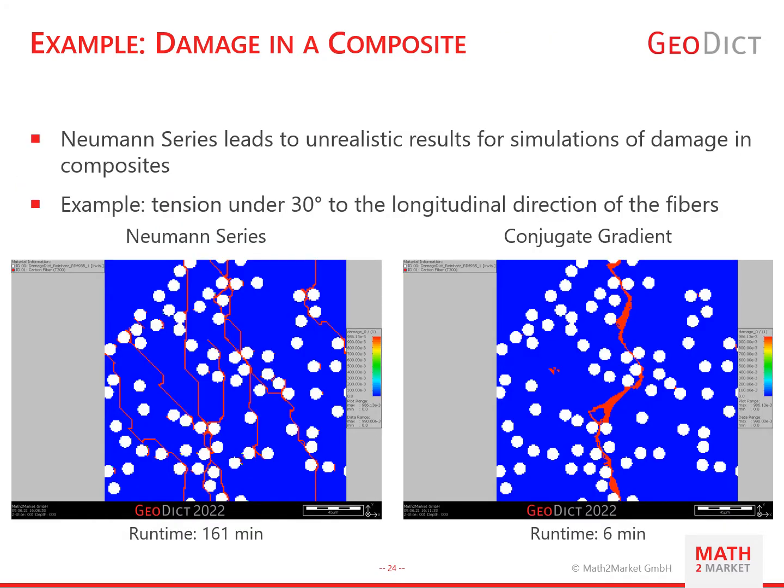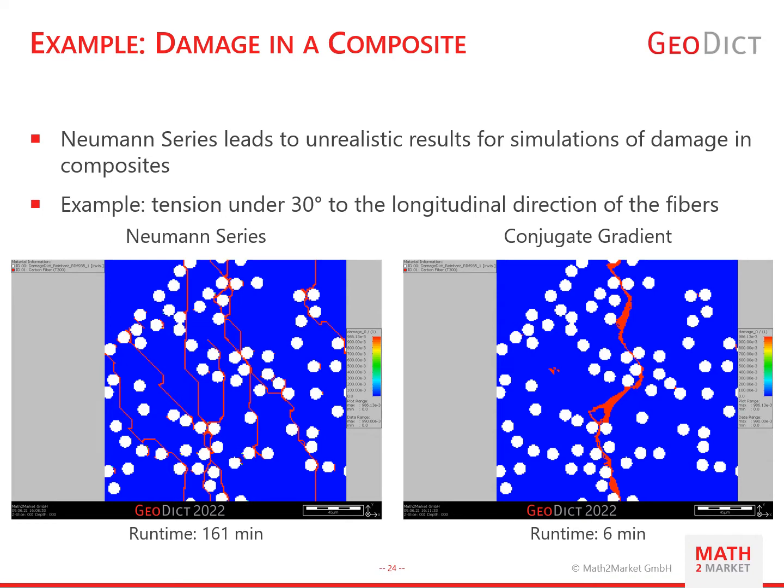In really advanced problems, such as the prediction of damage in composites, conjugate gradient leads to more precise results. In this slide you can see the simulation of a glass fiber reinforced epoxy resin. The white fibers go into the image plane and blue is the resin. In red you can see cracks in the resin. To provoke failure in the polymer of a composite, you must usually load it under a direction which is not parallel to the fiber direction. In this example, tension was applied under an angle of 30 degrees to the longitudinal direction of the fibers.